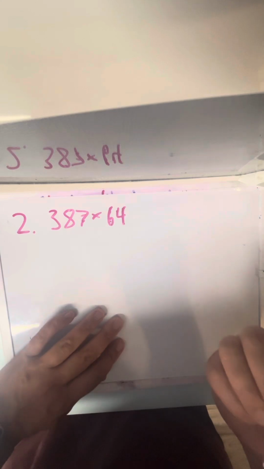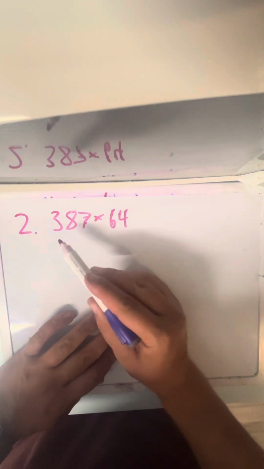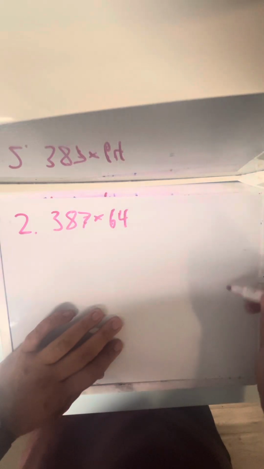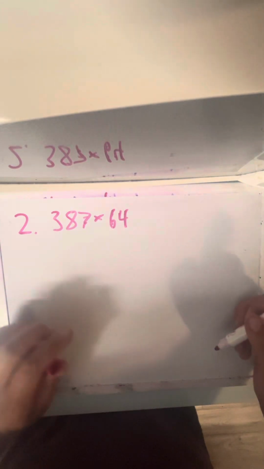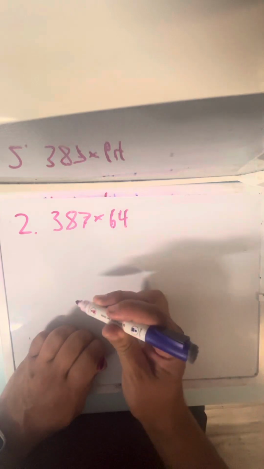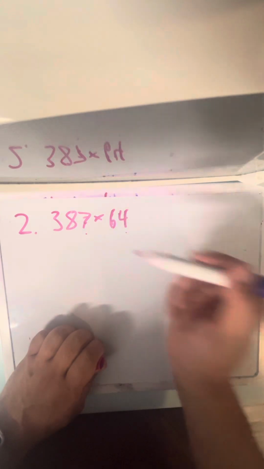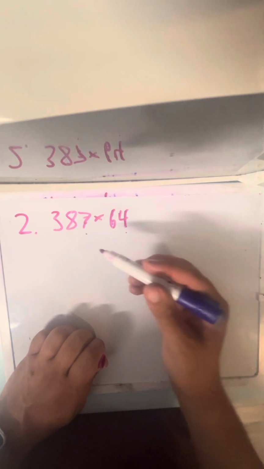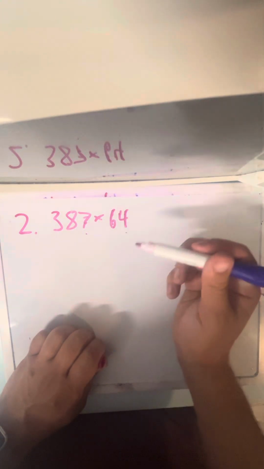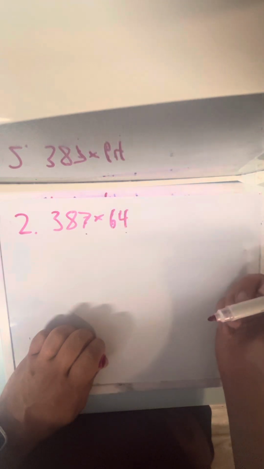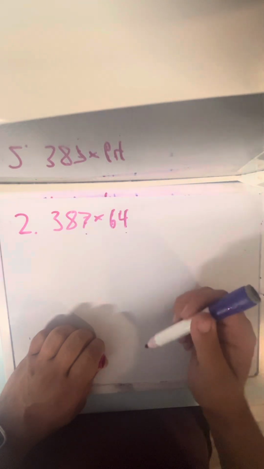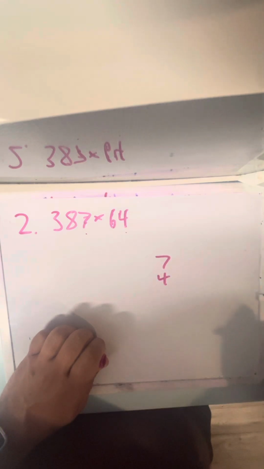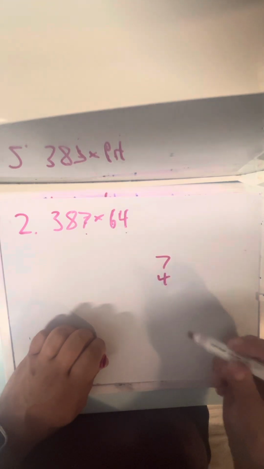So, first thing I need to do when I'm using standard algorithm is line up my numbers vertically, up and down. And I want to line them up according to place value. It's easiest to start on the right with our ones. So in 387, in the ones place, we have a 7. In 64, in the ones place, we have a 4. So I can just put a 7 above a 4.